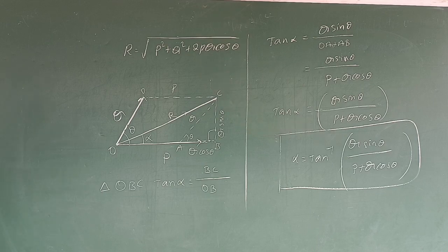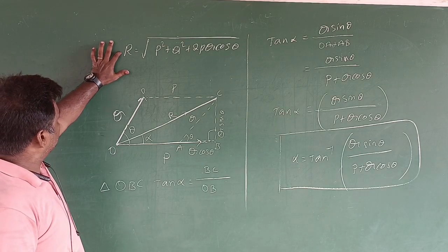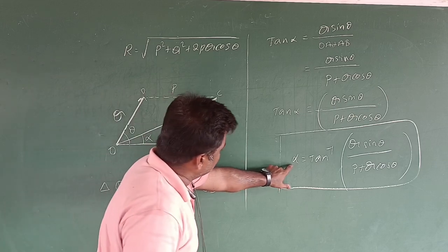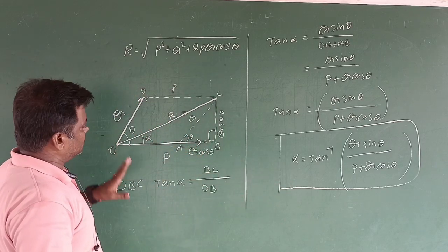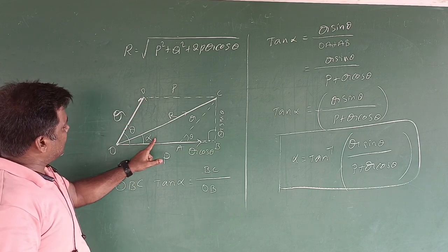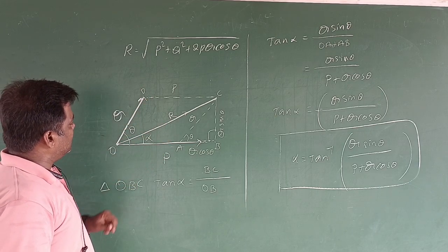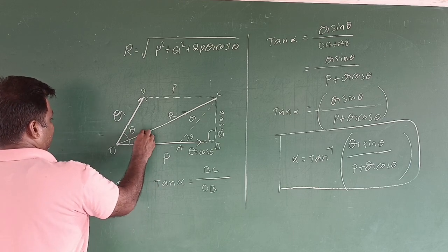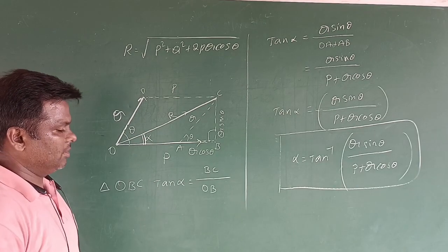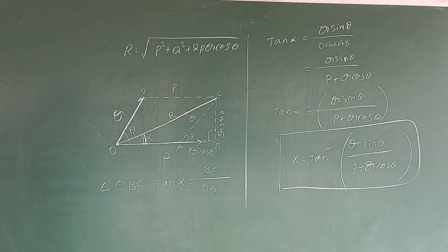In our previous class, we came to know about this R. In this class, we came to know about this alpha. What is R? The magnitude of the resultant of P and Q. What is alpha? Alpha is the angle made by the resultant with the first vector. So this is your concept.